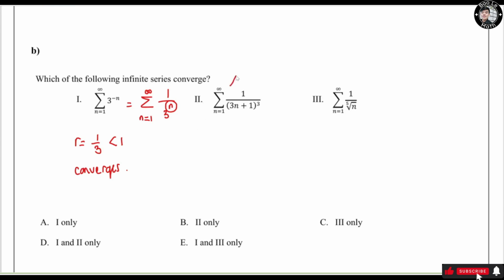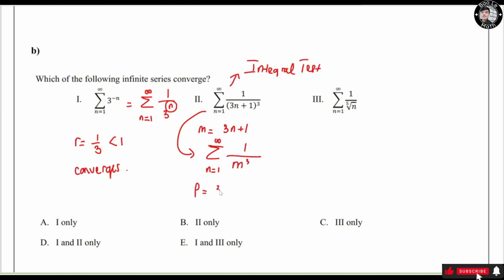Now, question 2. We can use the integral test or we can use the P series test by letting m equal 3n plus 1, right? So this becomes the sum from n equals 1 to infinity of 1 over m cubed, right? So p equals 3, which is greater than 1. So the P series converges, right?